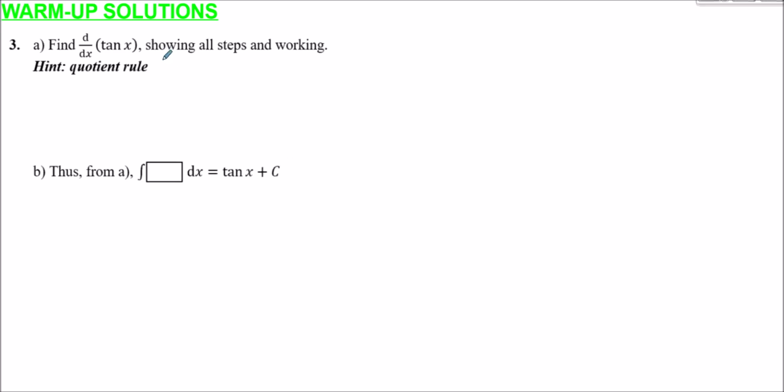Question 3. Differentiate tan x, showing all steps and working. Use the quotient rule. So what is the quotient rule? I'll just recap here. I'll put it in the corner for you. If you want to differentiate a quotient, for example, a function u divided by a function v, then it's simply the denominator multiplied by the derivative of the numerator, minus the numerator multiplied by the derivative of the denominator, all divided by the denominator squared.